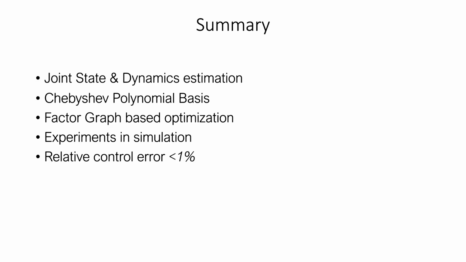In summary, we perform joint state and dynamics estimation using a Chebyshev polynomial basis. Our estimation is based on a factor graph-based optimization process, and we demonstrate results in simulation with a relative control error of less than 1%.